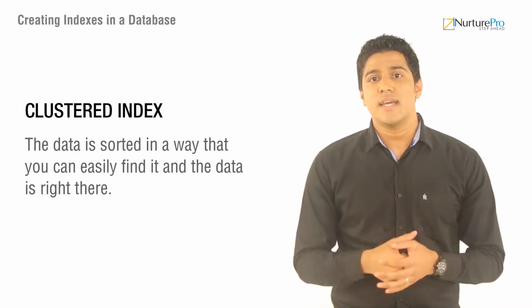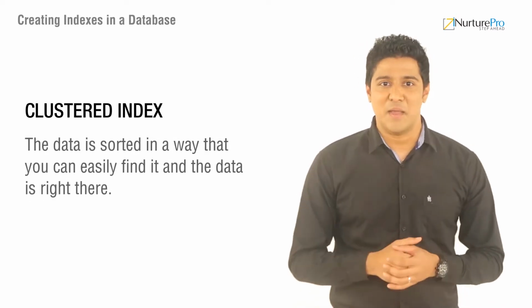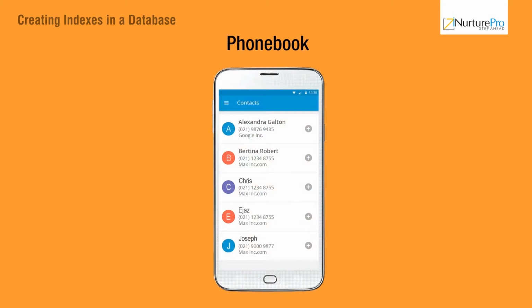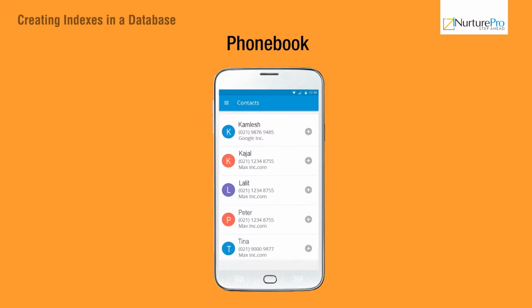Another kind of index is clustered index, where the data is sorted in a way that you can easily find it and the data is right there. For example, think of a phone book. If you're searching for a phone number of Peter, you will just look into the names starting with alphabet P and you will get the phone number of Peter right there.